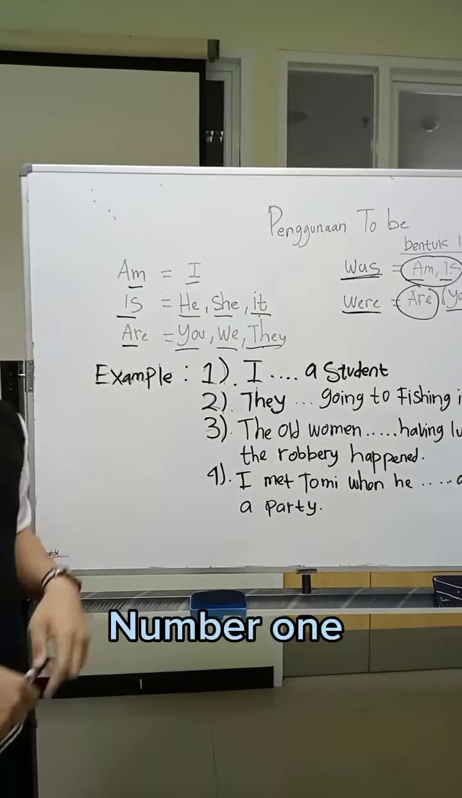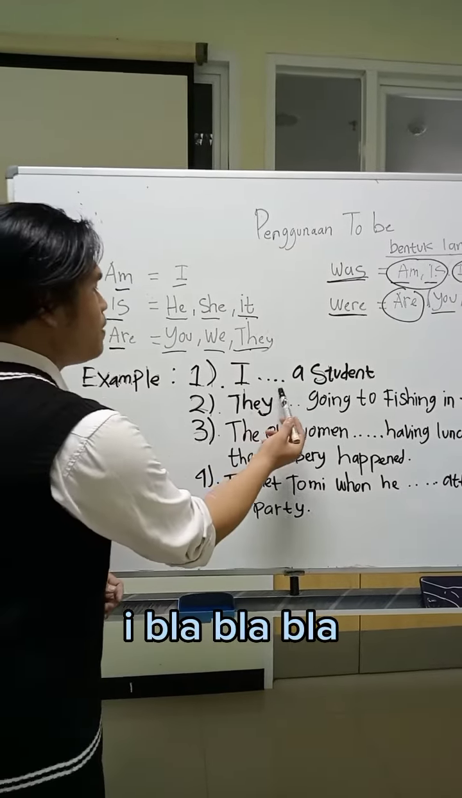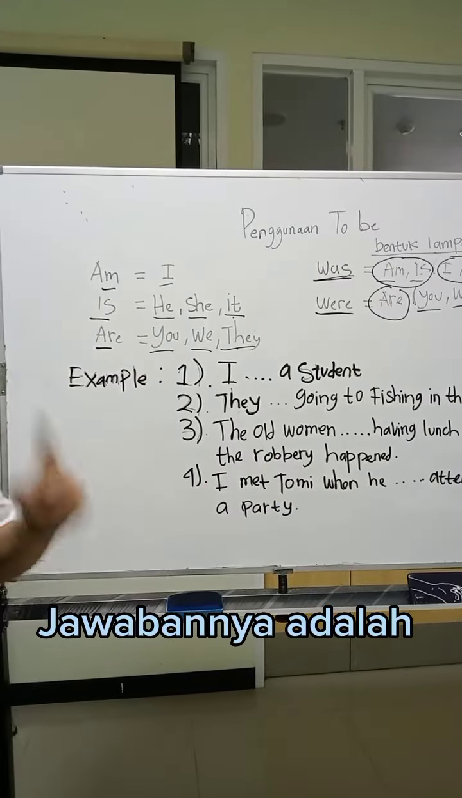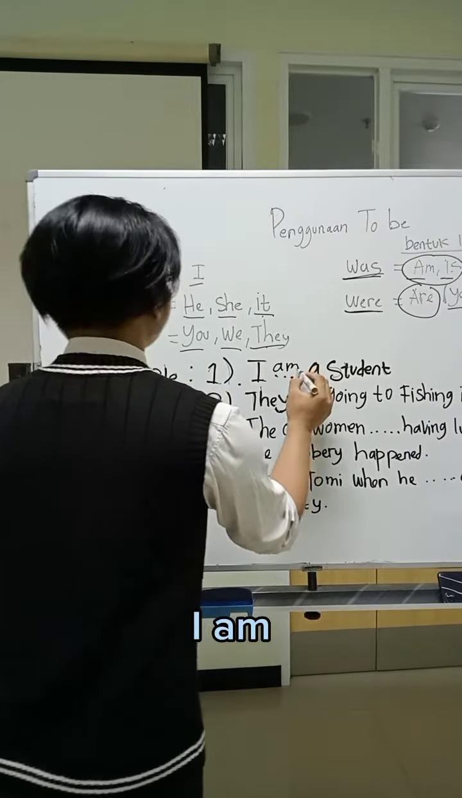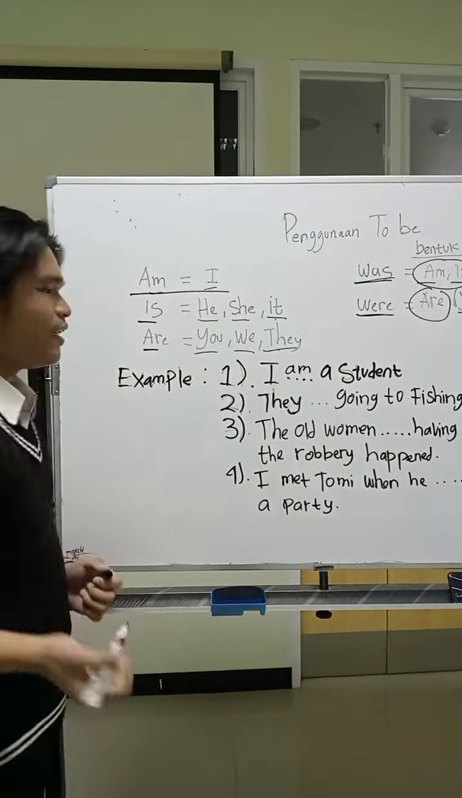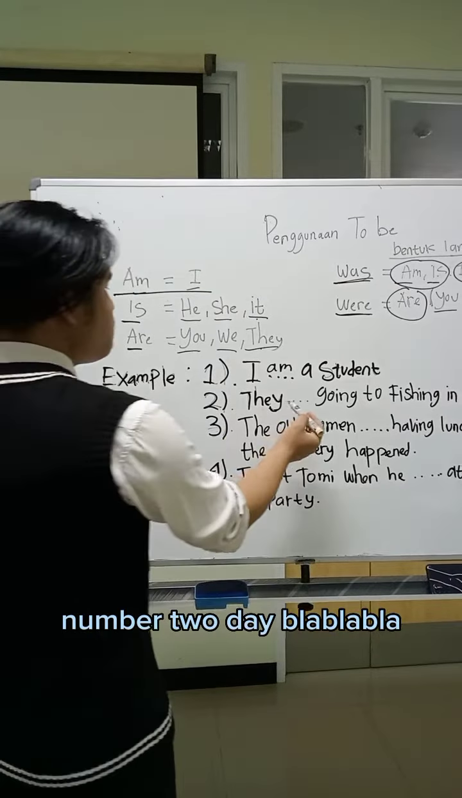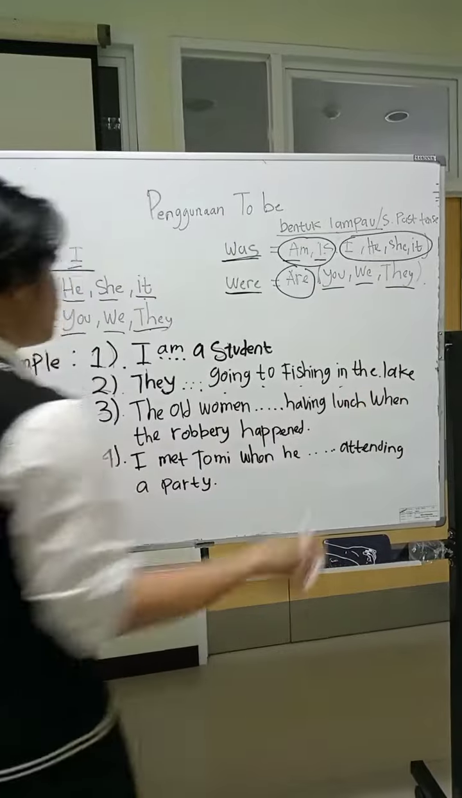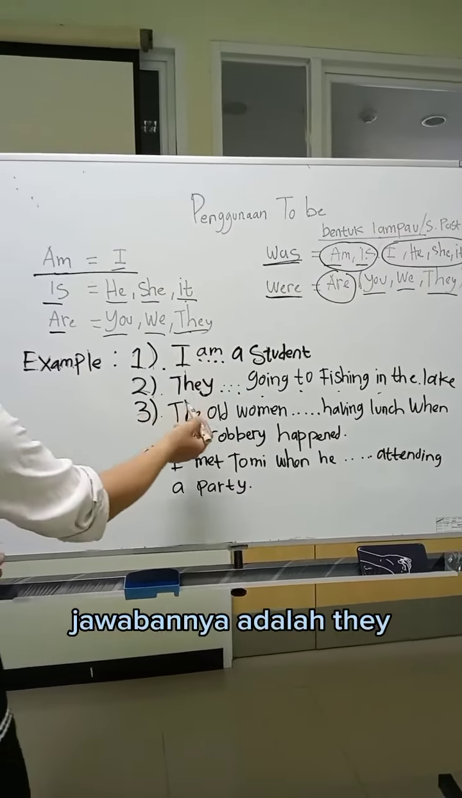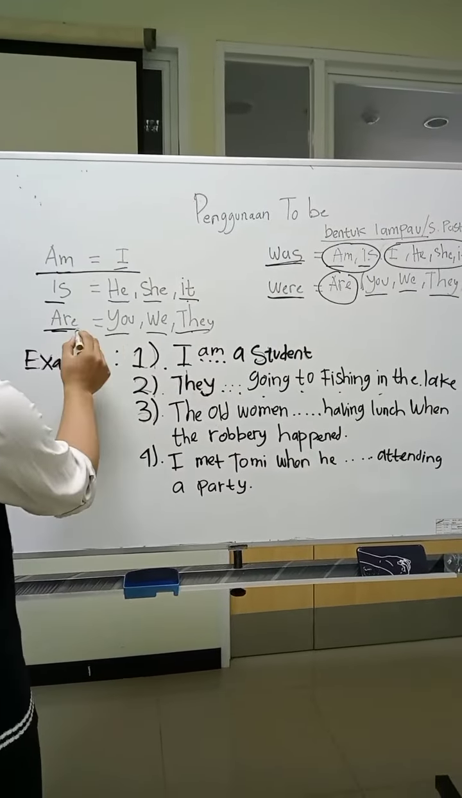Example, number 1. I blah blah blah a student. Jawabannya adalah I am. Number 2. They blah blah blah going to fishing in the lake. Jawabannya adalah they are.